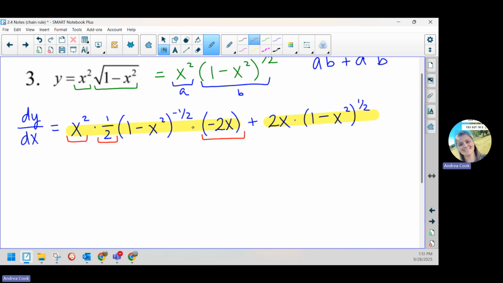So let's see, right here I have an x squared, I have a 1/2, and I have a negative 2x. Since all of these are being multiplied together, we can multiply those three terms. If I go off to the side and multiply x squared times 1/2 times negative 2x, that's going to give me negative x to the third. So here I'm going to have negative x to the third, and then I'm going to move that exponent down to 1 minus x squared to the 1/2.